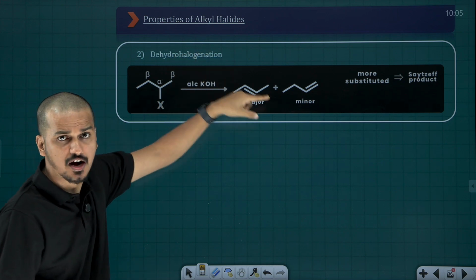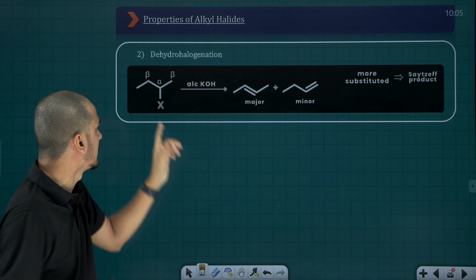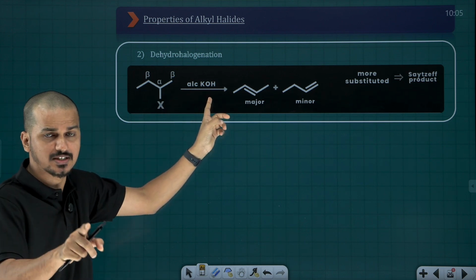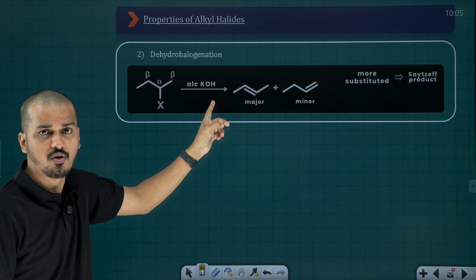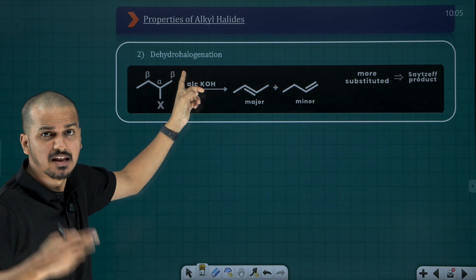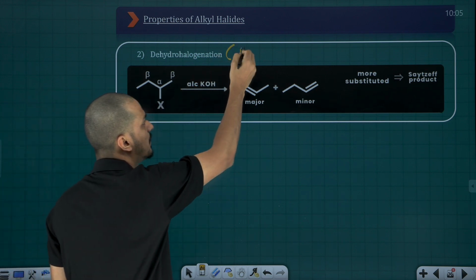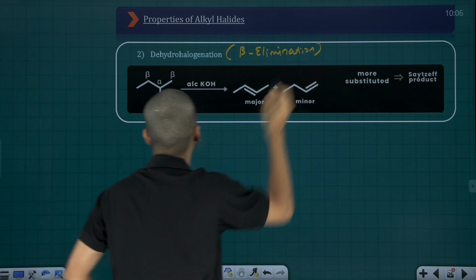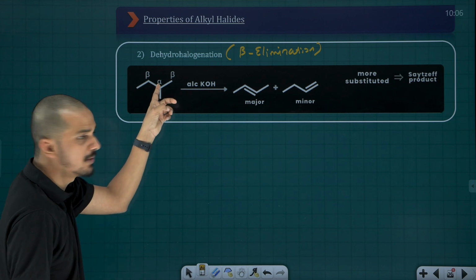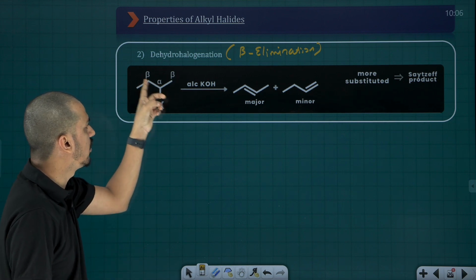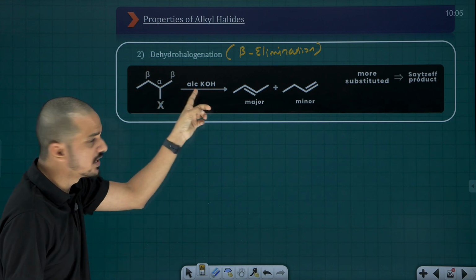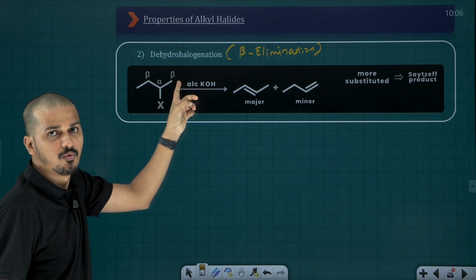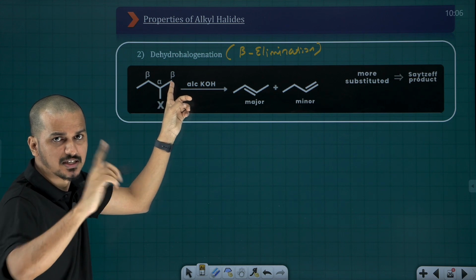is actually dehydrohalogenation, or else it is called beta elimination. They have given one haloalkane that you are treating with alcoholic KOH. Aqueous KOH means substitution. Alcoholic KOH means what? Alcoholic KOH means elimination reaction. This is also called beta elimination reaction. So in this case, you can see the halogen attached carbon is called alpha carbon. The carbon attached to that is called beta carbon. So whenever you are treating with alcoholic KOH, from alpha, one halogen, from beta, one hydrogen will go. In between alpha and beta, a double bond will come.